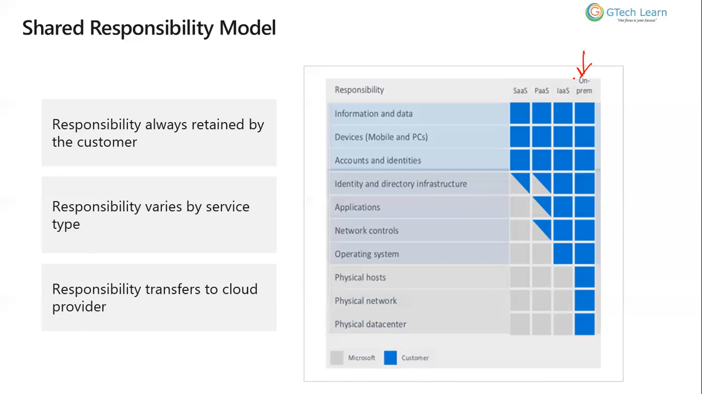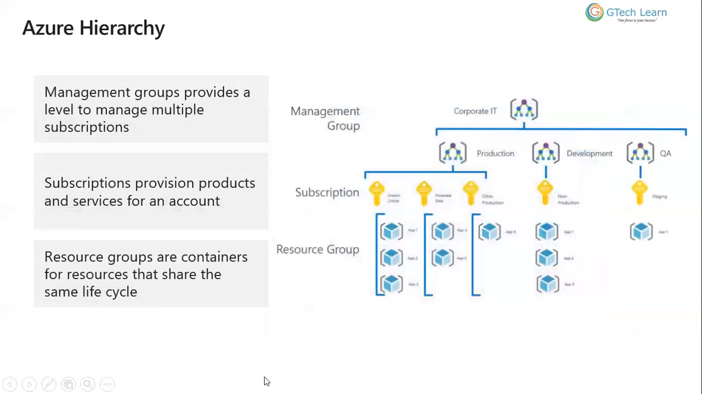Apart from that, if I'm talking about infrastructure as a service, everything down to the physical host is managed by your cloud service provider, and in our case, that is Microsoft. And the network controls, applications, and identity and infrastructure are a shared responsibility between the customer and Microsoft. So according to the type of service we are using, like infrastructure as a service, platform as a service, or software as a service, we have shared responsibility between the customer and the cloud service provider. That's okay.